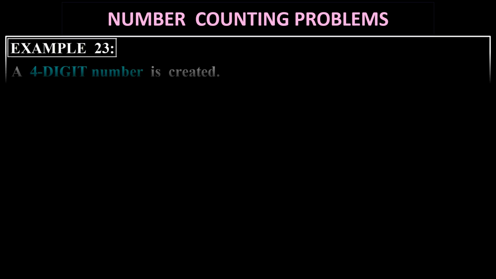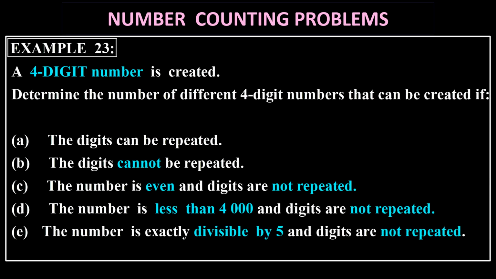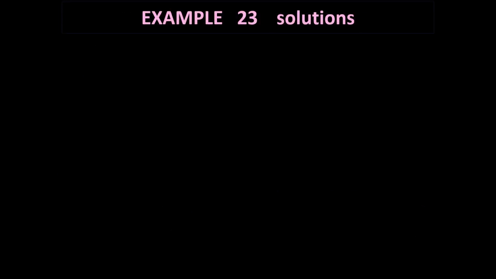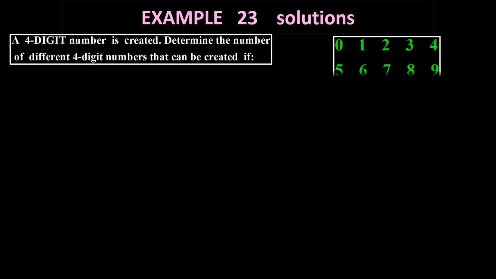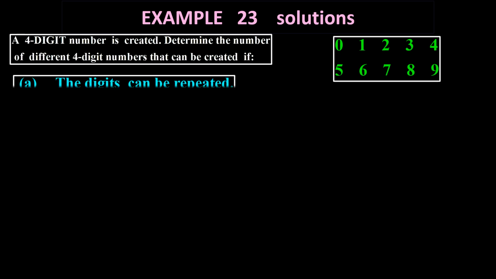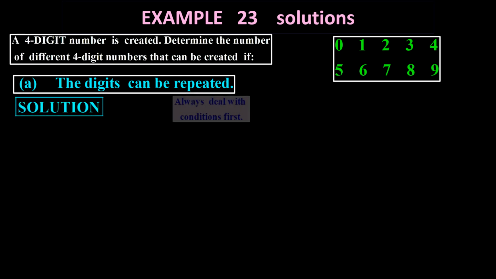Let's look at another digit problem here, but in this case we're going to look at numbers, not digits. We say a 4-digit number, not a pin code. And here we have some questions. Digits can be repeated, not repeated, and we're going to look at each one individually. Let's look at the first question here. We want a 4-digit number. So those are the digits we can use, and it says the digits can be repeated. So let's look at the solution here.